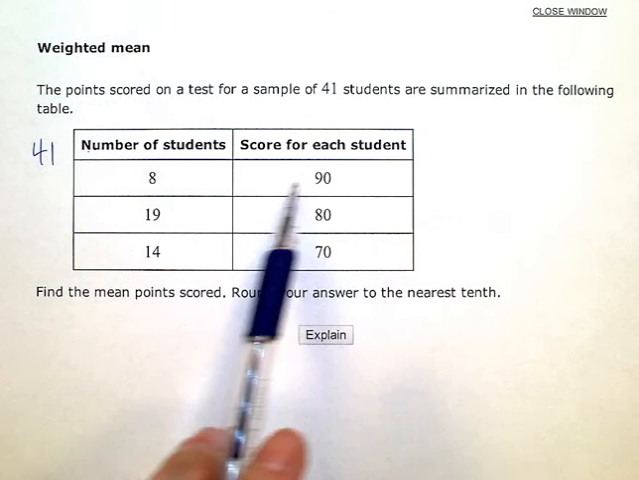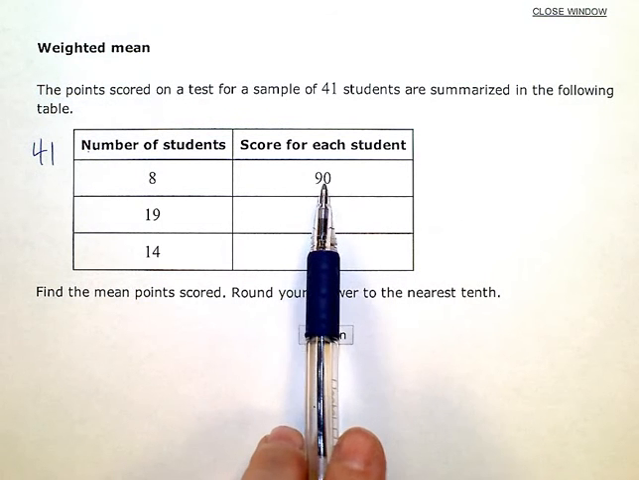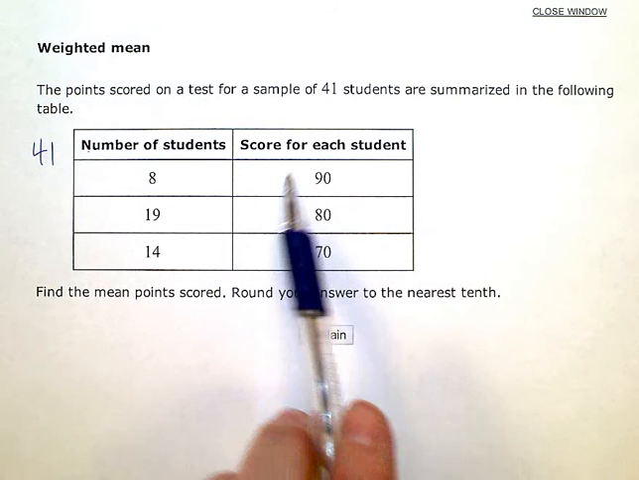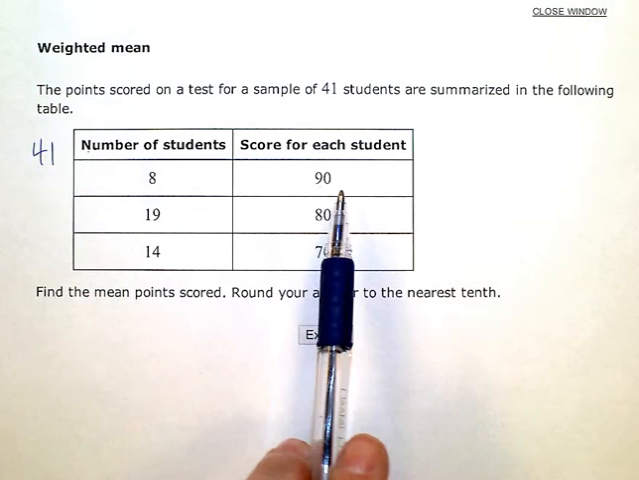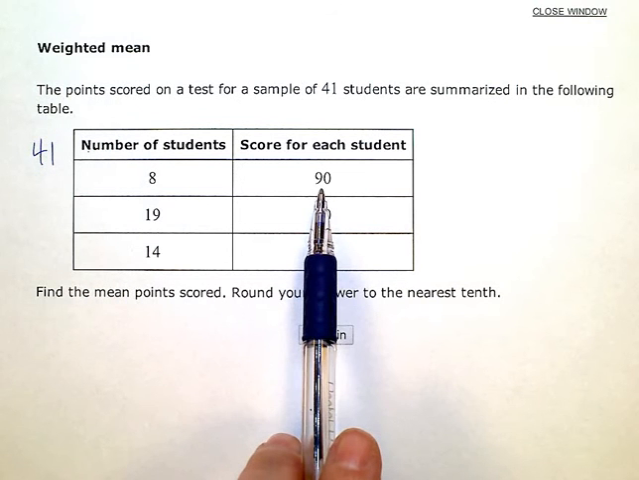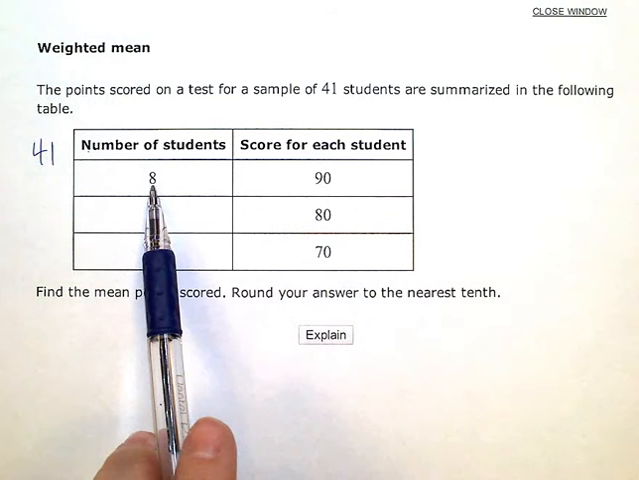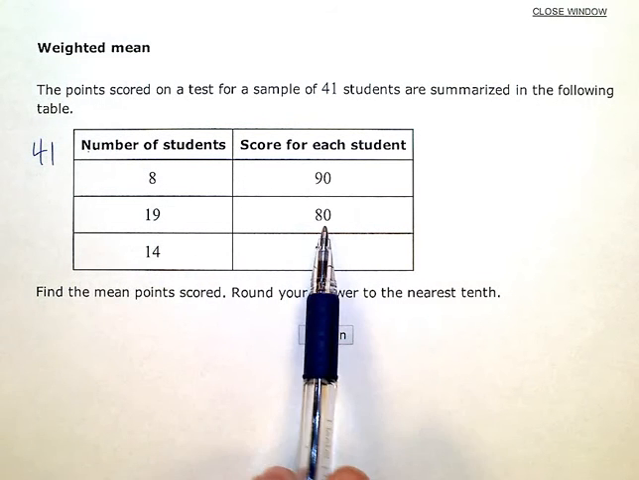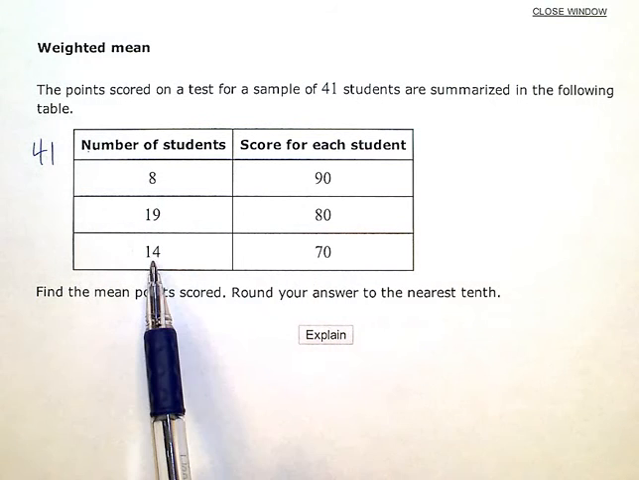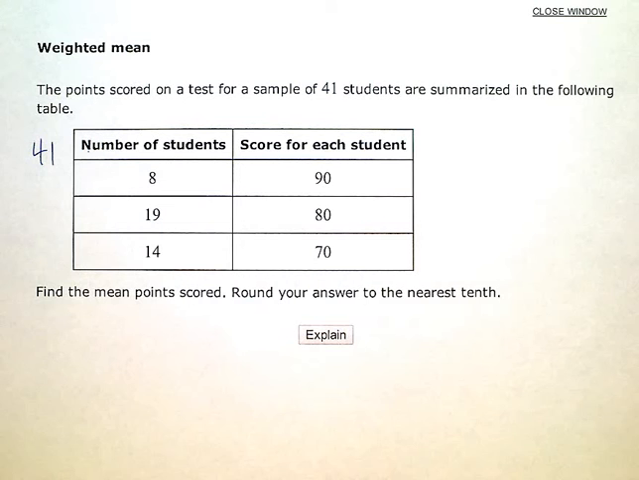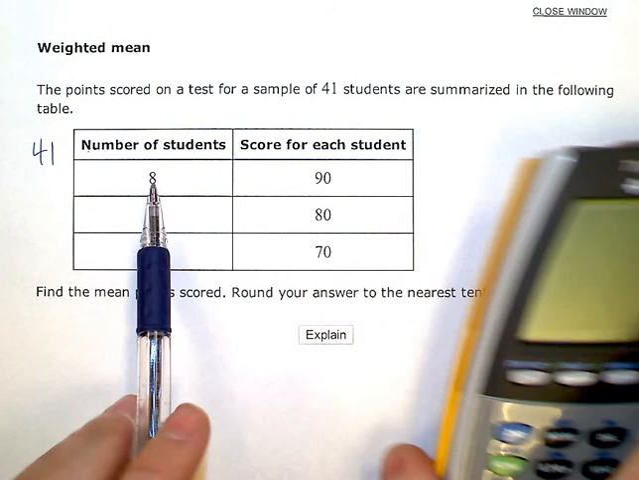So to find the mean, or the average, we add up all the scores and then divide by the total number of scores, which would be 41. But instead of typing into my calculator 90 plus 90 plus 90 plus 90 plus 90, 8 times, and then adding 80 19 times, and then plus 70 plus 70 plus 70, 14 times, I'm going to try to shorten this up and say, okay, 90 added up 8 times.